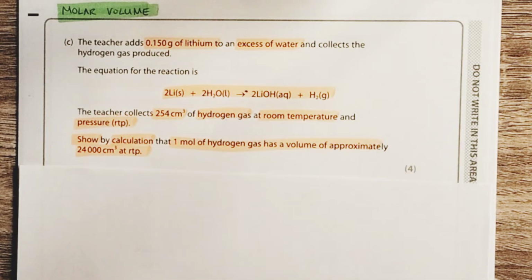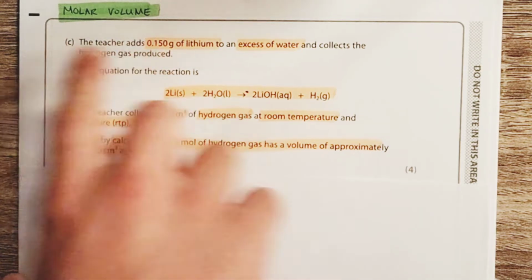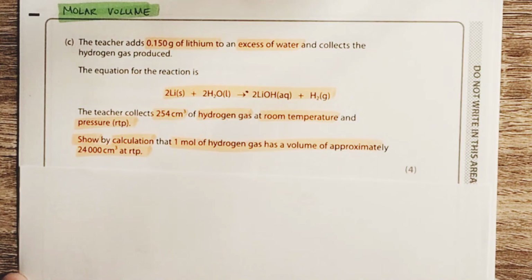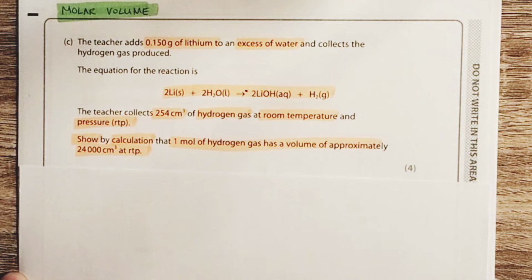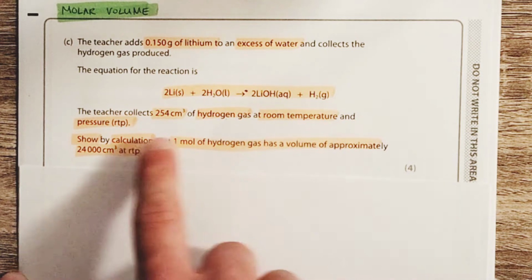More than halfway through, guys, and now we're going to look at a calculations section. This first calculation is going to relate to the molar volume of a gas. So the teacher adds 0.15 grams of lithium to an excess of water and collects the hydrogen gas produced. The equation is given to us. The teacher collects 254 centimeters cubed of hydrogen gas at room temperature and pressure, very important.